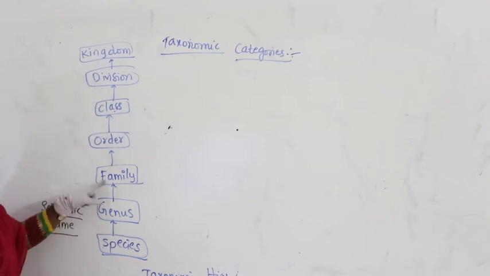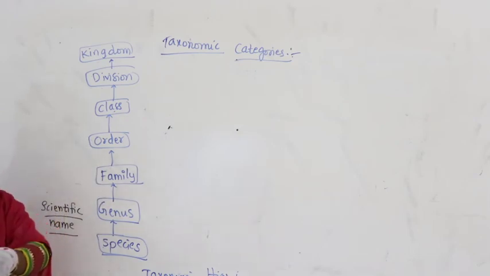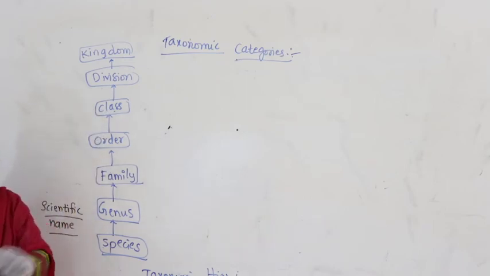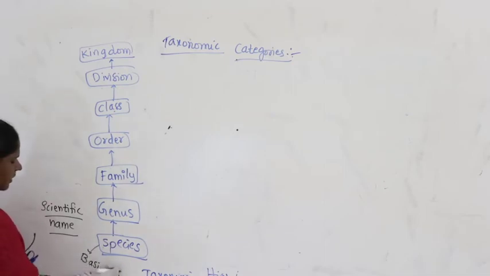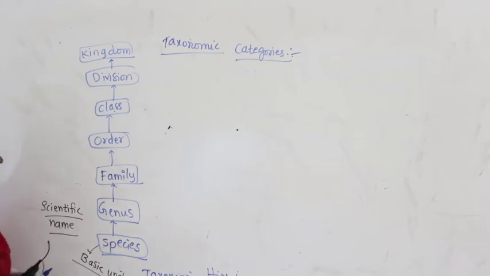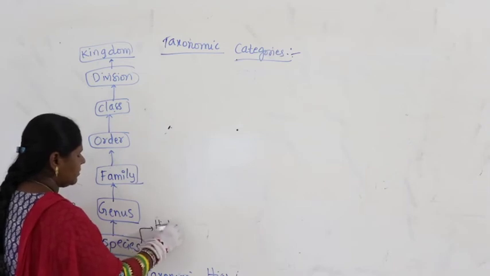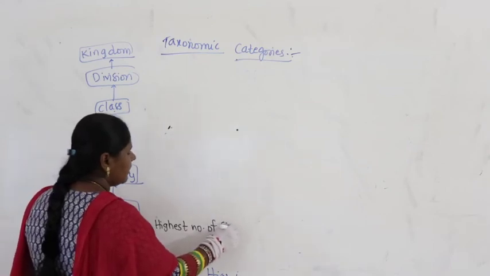A group of genera together fall in a family, a group of related families fall in an order, a group of different orders with a few similar characters fall in a class, a group of different classes with a few similar characters are placed in a division. That means, as we have already studied, species is nothing but the basic unit with which we start the taxonomic hierarchy or taxonomic categories here. Now, this shows the highest number of similar characters.